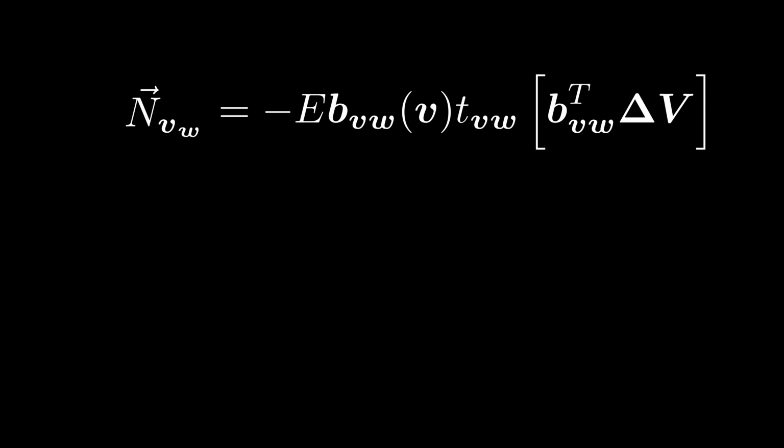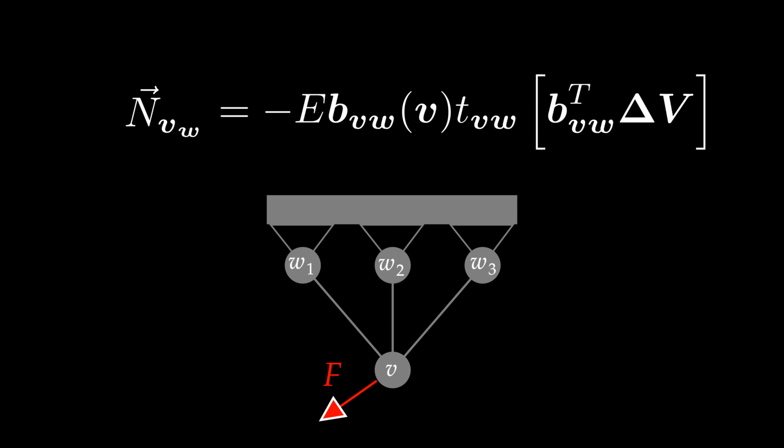Well, now let us consider a simpler example. Given the following truss to which a force F will be applied to the node V. How can we calculate now the total internal force working on this node? Given the above formula, this is quite simple because we just have to calculate the internal force that is working from the node V to W1, plus the internal force that is working from the node V to W2, plus the internal force that is working from V to W3.